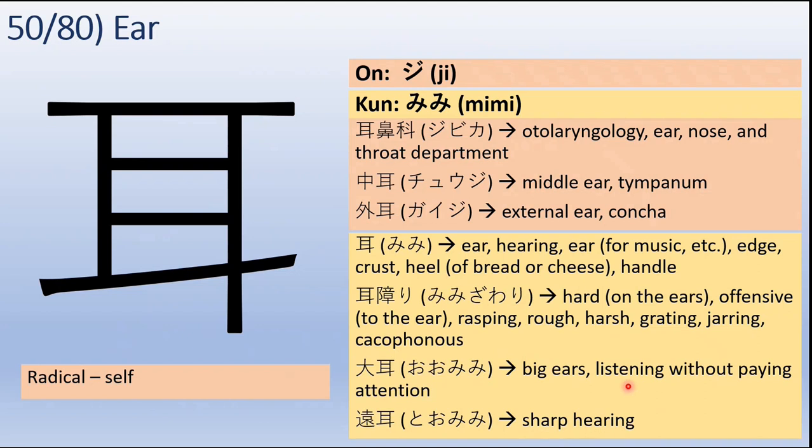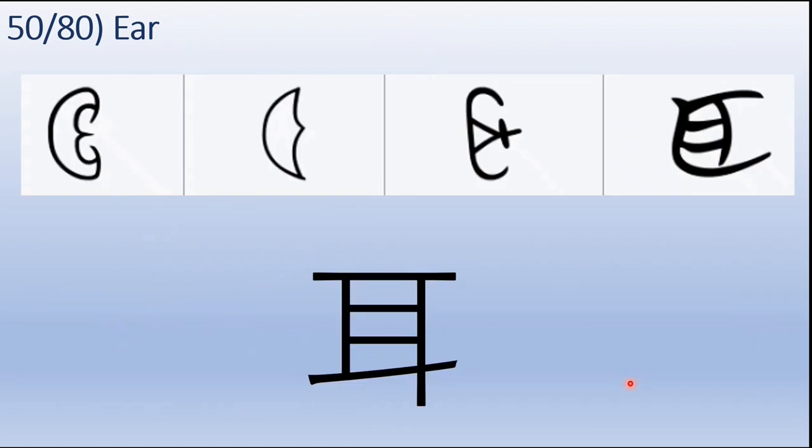This is again a radical by itself, and this is the stroke order. So this is how it is derived. So this is the human ear, and this symbol has evolved over the ages like this, and finally it has got this shape, and from here this modern symbol has been derived for ear.